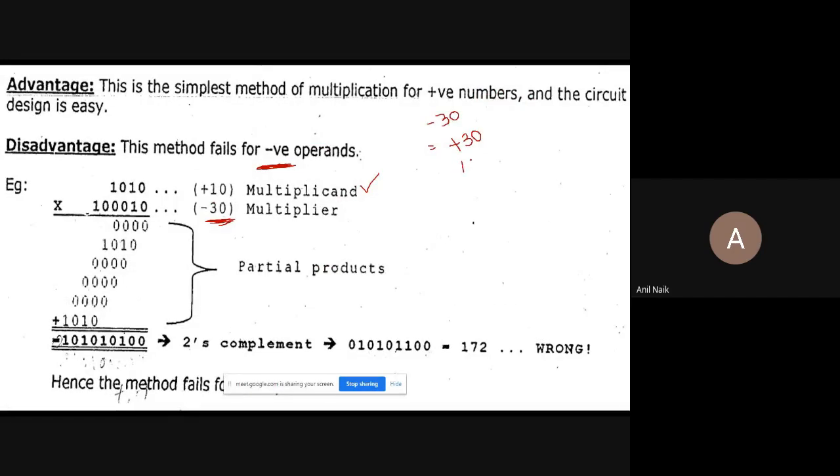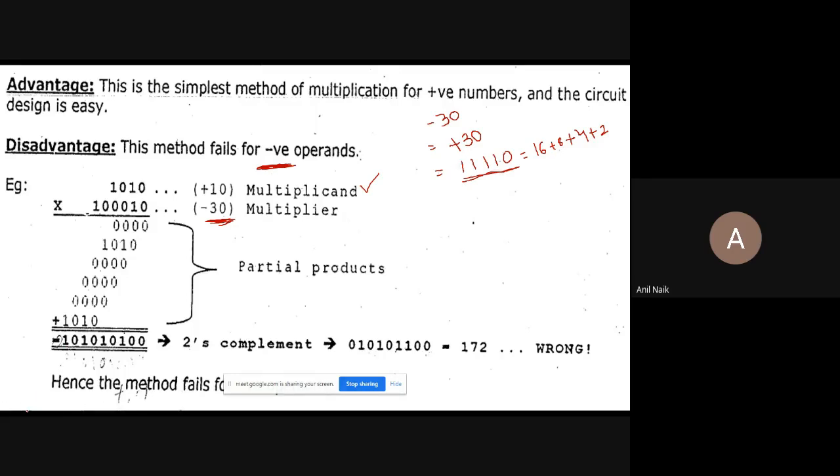You can do the binary for 30 on paper. I can show you a cross check: 2 raised to 0, 2 raised to 1, 2 raised to 2, 2 raised to 3, 2 raised to 4. I'm just cross checking it: 14, 16, so 30. So this is the binary for 30.